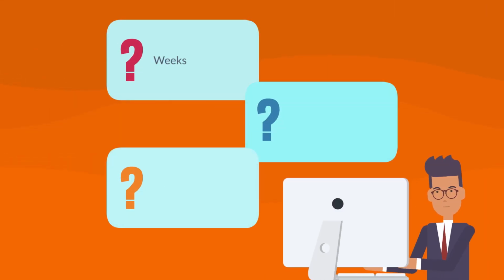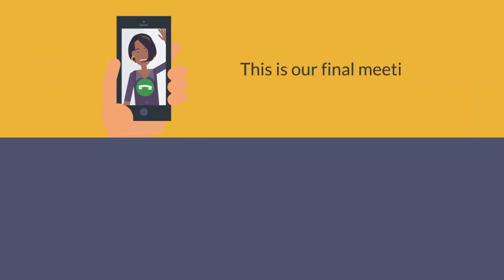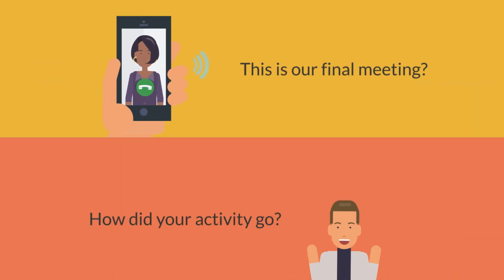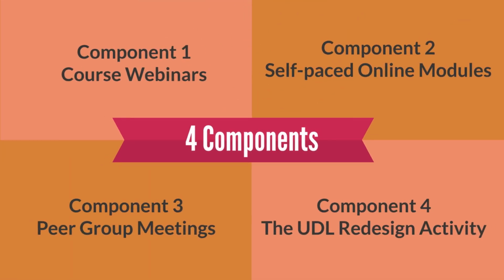You'll undertake this activity during weeks 5 through 9, so you've got some time to focus on it, but this means you'll have to be disciplined during this period to keep yourself on track. At your final peer group meeting in week 10, you'll share your experiences with your peers and discuss how you got on with the activity. So now you know the 4 main components of this UDL badge course.